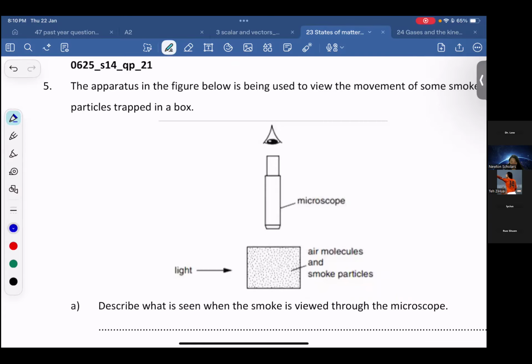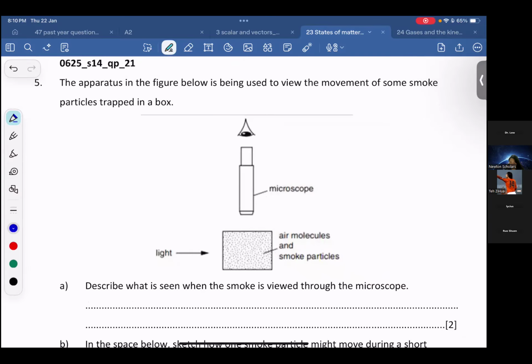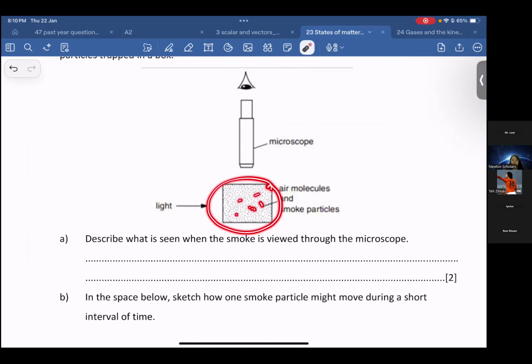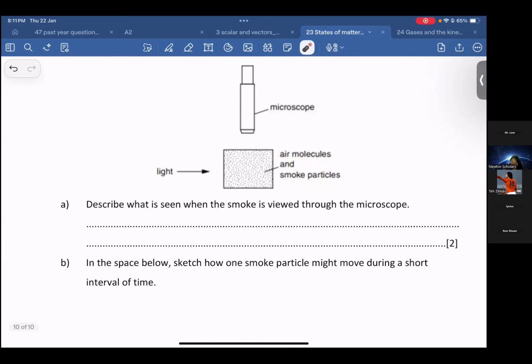Question number 5. The apparatus in the figure below is being used to view the movement of some smoke particles trapped in the box. So we trap the smoke particles in. Of course, inside will automatically have air molecules. Initially there are air molecules, so no need to trap air molecules in. Describe what is seen when the smoke is viewed through the microscope. What is seen? At here, in your answer, you don't tell me that you see smoke. They're asking you, when smoke is viewed, what is seen?